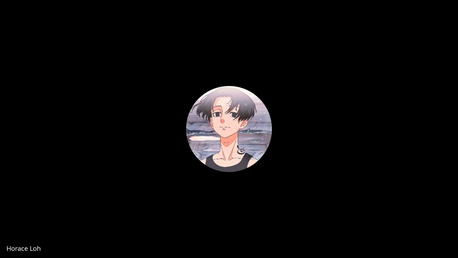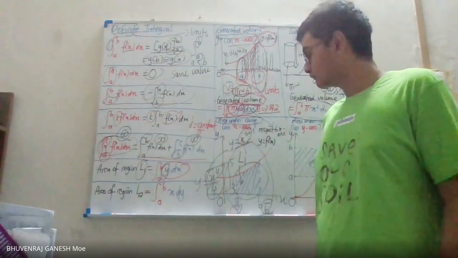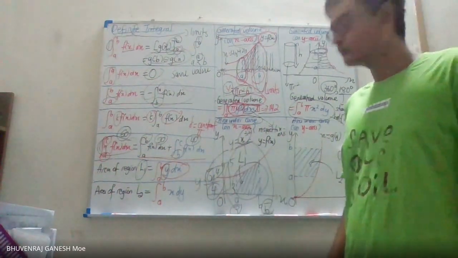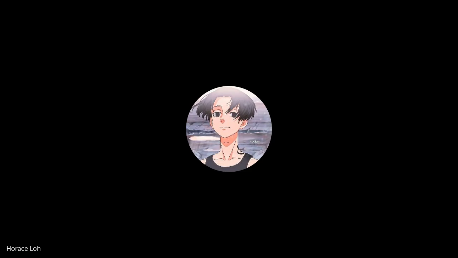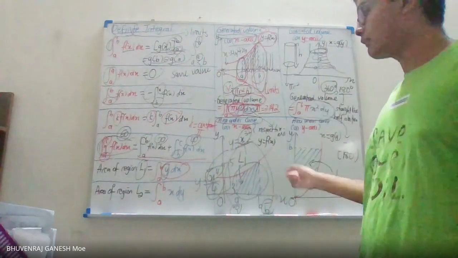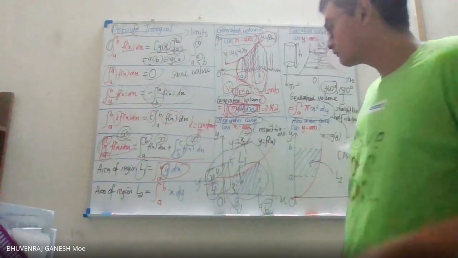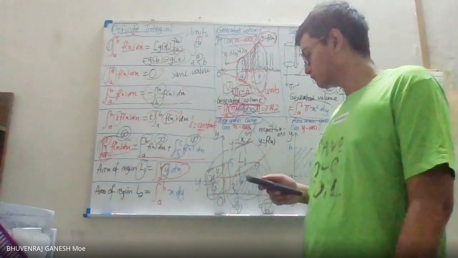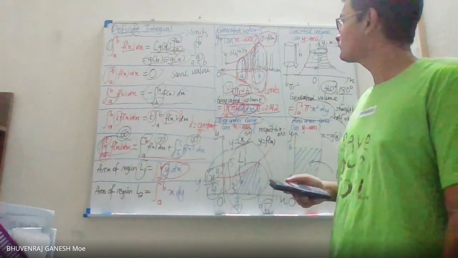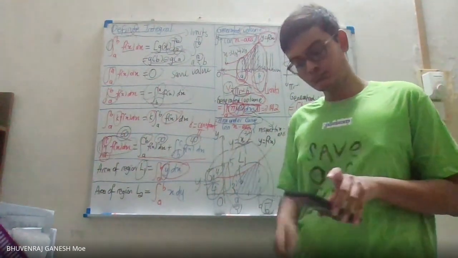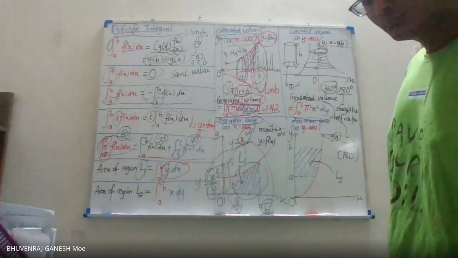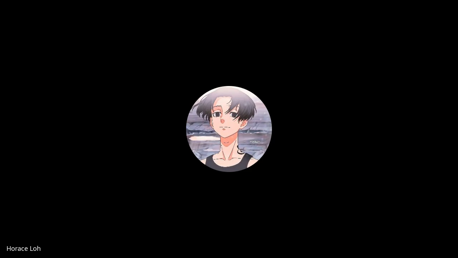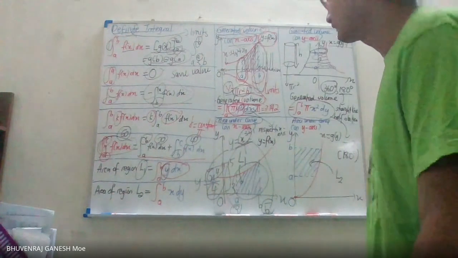The x put what? X power 4 over 4. Means you put your 5 and 3 inside. Now I assume the limit is 3 and 5, just a random number. Get 135? 135 or 136? 136. Correct. So you know how to do it.